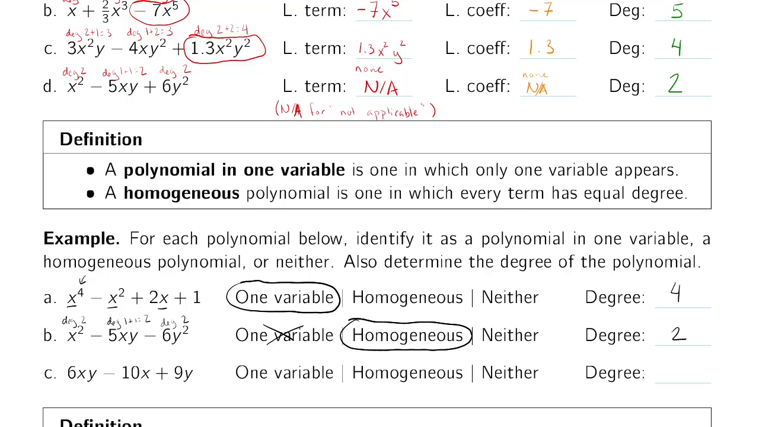And finally, this last example, again, has x and y, so it's definitely not a polynomial in one variable. This first term has degree 1 plus 1 is 2. The second term has degree 1. This third term has degree 1. So we have a term with degree 2 and two terms with degree 1. So that polynomial is not homogeneous. It falls into neither category. We can still say the degree of this polynomial. It's the highest degree of any term, which is 2.